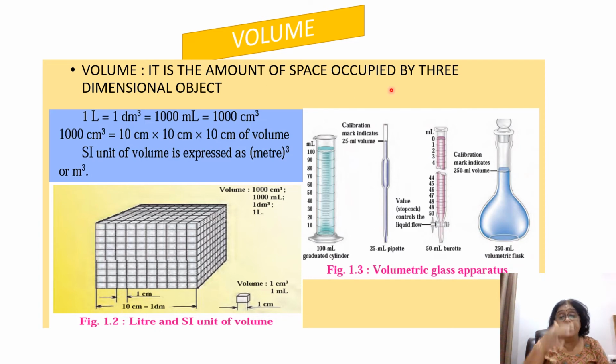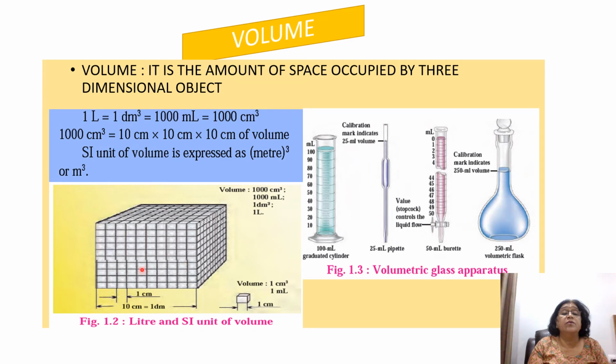Then volume. I told you just now, volume is what? The amount of space occupied by a three-dimensional object is called volume. So if I say 1 liter, it means 1 dm cube, it means 1000 ml, it means 1000 centimeter cube.